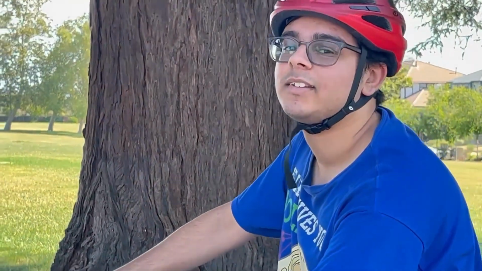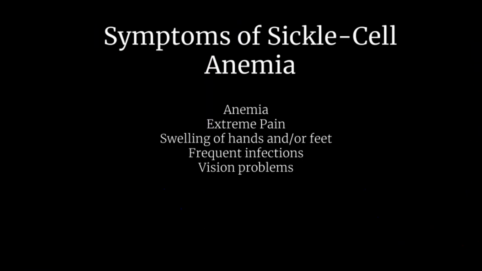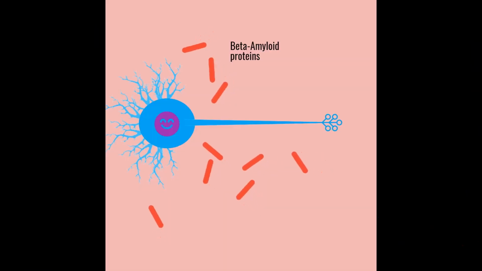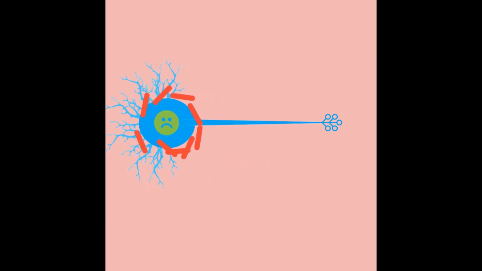So why should we care? Improper protein folding is the cause of many diseases, including several genetic ones. In sickle cell anemia, a single amino acid substitution from glutamine to valine causes hemoglobin to misfold, which leads to debilitating symptoms. Neurological diseases like Parkinson's and Alzheimer's are also caused by misfolded proteins forming plaques, choking neurons.